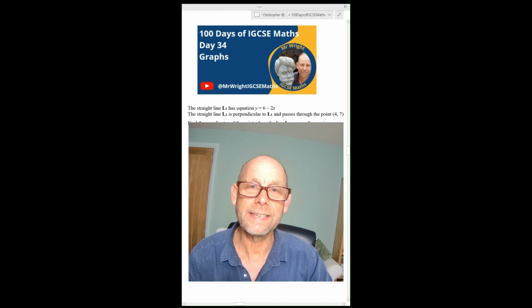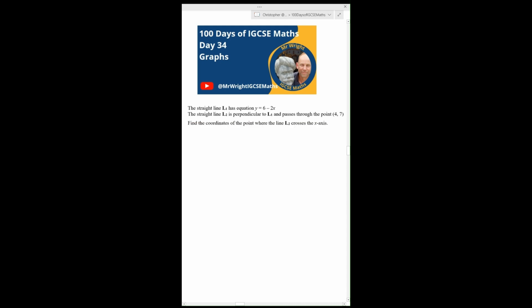It's day 34. Now's your chance to pause the film if you want to do the question before I do. Okay, so L1 has got a gradient which I'll call M1 of -2. So L2 must have a gradient of the negative reciprocal of -2. Therefore, L2's got a gradient of 1/2. Now, we also know that L2 goes through the point 4, 7. Now, if it has a gradient of 1/2, every time you move along 1, you go up 1/2.